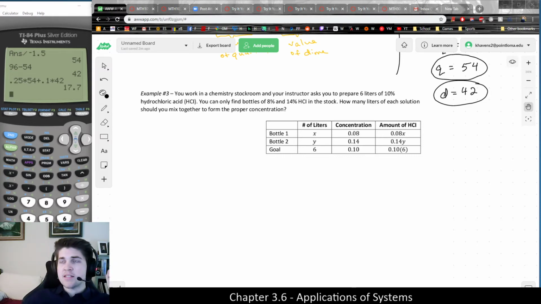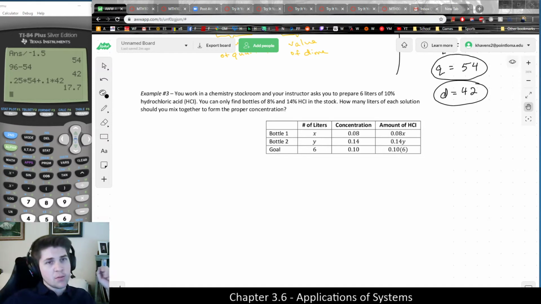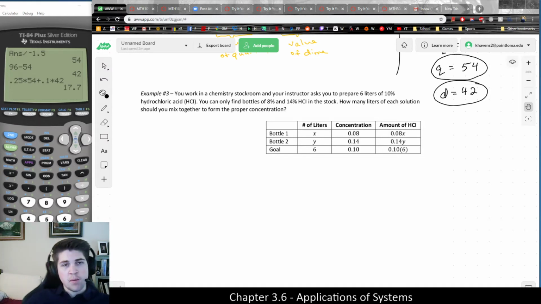So let's say that you work in a chemistry stockroom and your instructor asks you to prepare 6 liters of 10% hydrochloric acid, which is a specific balance of solution where for certain experiments you want to have the right concentration. If it's not right, it's not necessarily going to work properly. Again, I'm not a chemistry teacher or a chemistry expert, but let's just assume we need that for whatever reason.